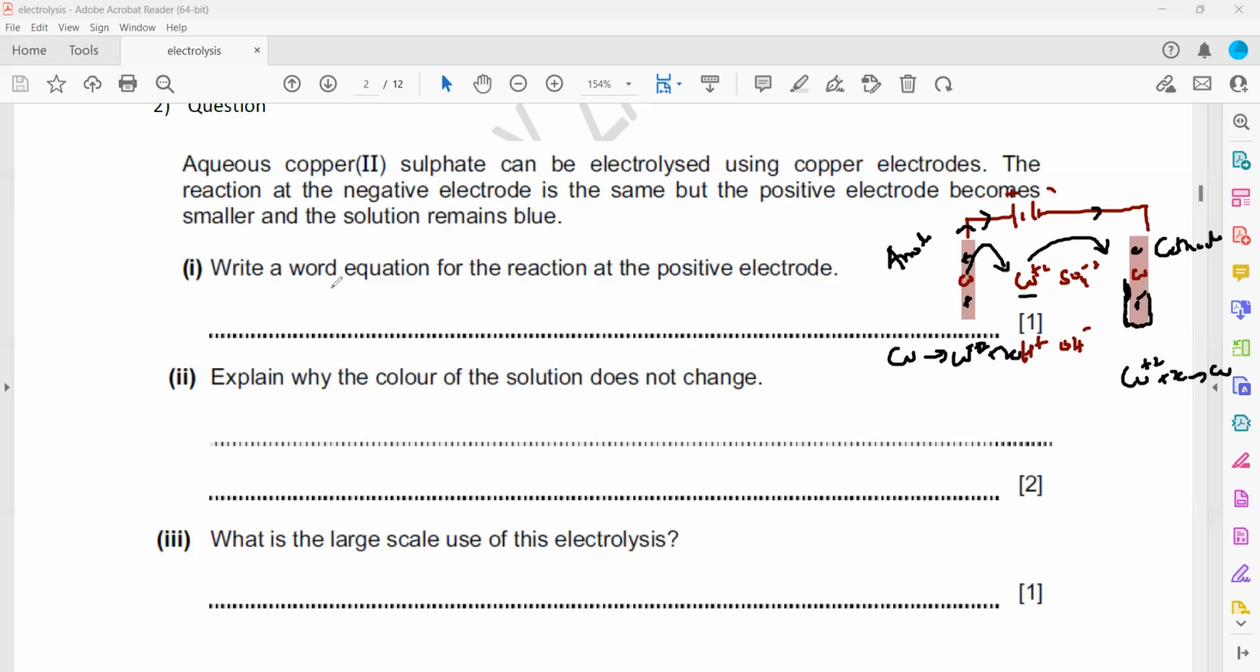So the question is, write a word equation for the reaction at the positive electrode. What is the reaction at the positive electrode? Because it's a word equation, we'll mention copper atom, because initially we have copper atoms at the anode. The anode is the positive terminal. So copper atom turns into copper ion and gives out 2 electrons.